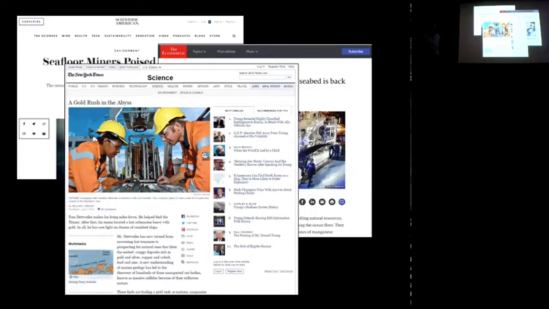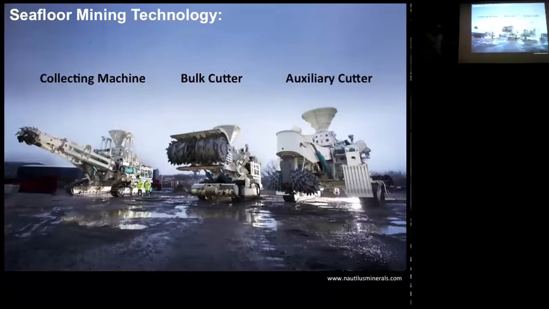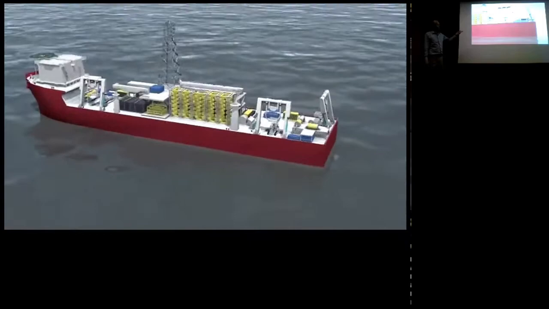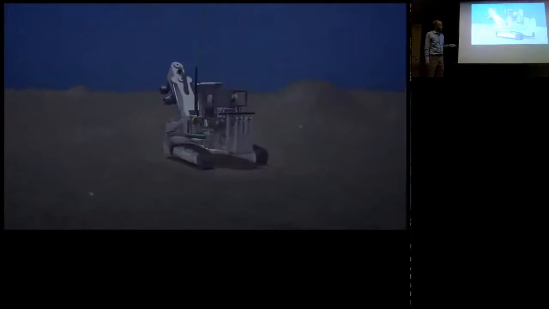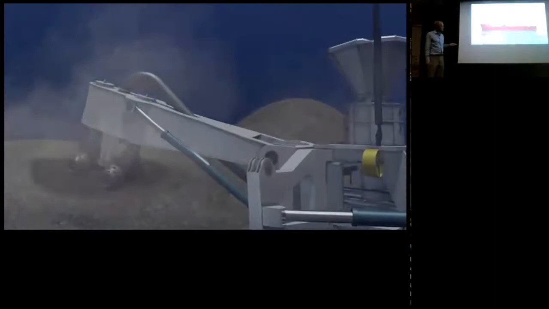Nautilus Minerals is one of the companies that is most advanced in this industry. These are the instruments, the tools, the vehicles they've built to actually mine these systems off of the seafloor, and they've made a nice little animation to show how this would work. They have a support vessel which just sits on the sea surface above these sites. They lower their instruments down to the ground. You have cutters that will cut up the rock. Again, these are all robotic vehicles, so they're controlled from the surface. You cut up the rock.